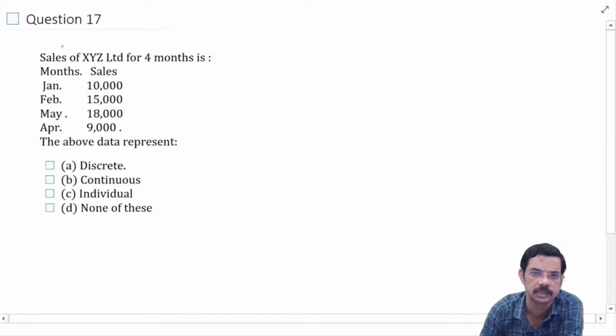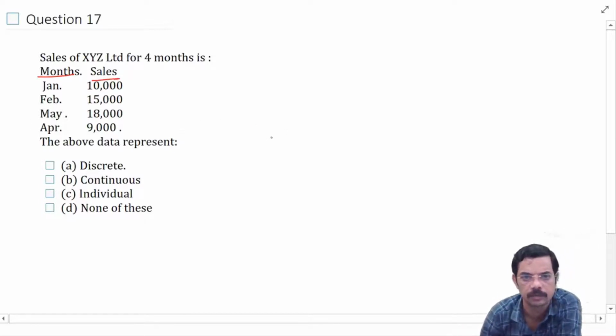Question number 17 is like this: the sales of XY is limited for 4 months is given as below: January, February, May and April. These values are given here, the months and sales for these months. The above data represents what kind of data? Is it discrete? Yes, it is discrete, because January, February, May and April are discrete observations.